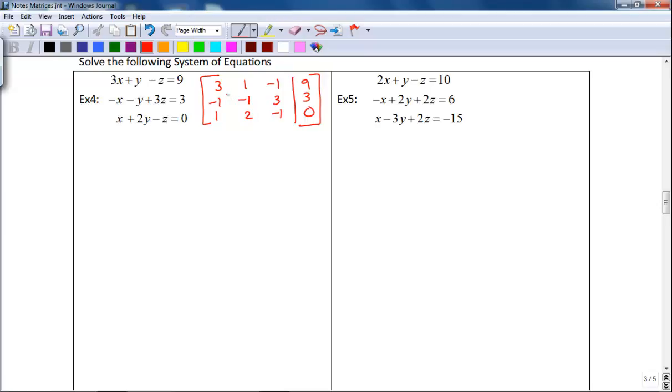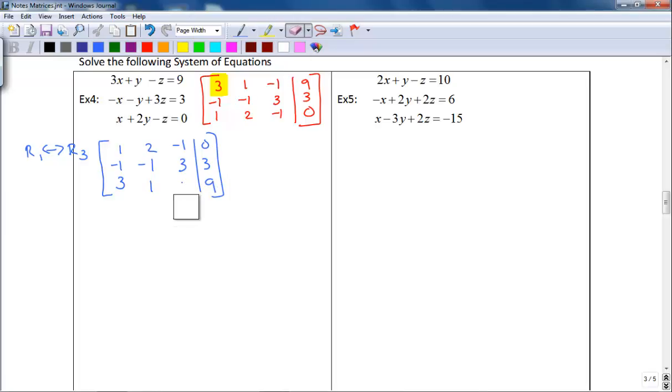Recall that the goal is to have a main diagonal of ones with zeros underneath them. So what you need to do is just try to figure out what can I do to get the ones there. So your first goal is to get this number to be a 1. Well, if I look here, row 3 already has a 1 in that position, so I can do the row operation of swapping out row 1 and row 3. So if I swap row 1 and row 3, my matrix becomes 1, 2, -1, 0. Row 2 stays the same as -1, -1, 3, and 3, and row 3 becomes 3, 1, -1, and 9.